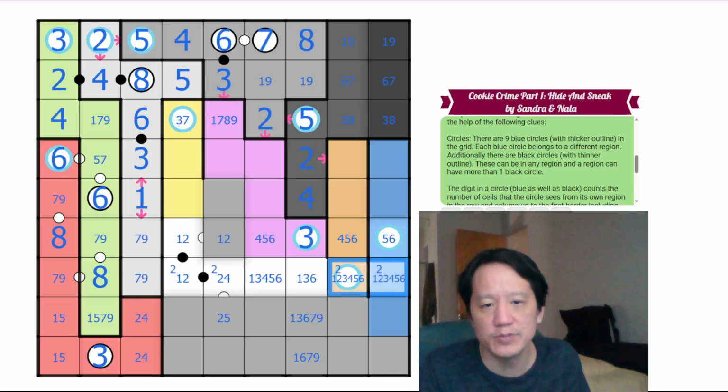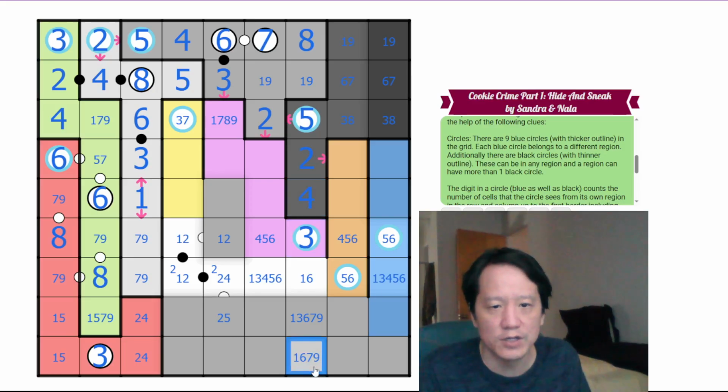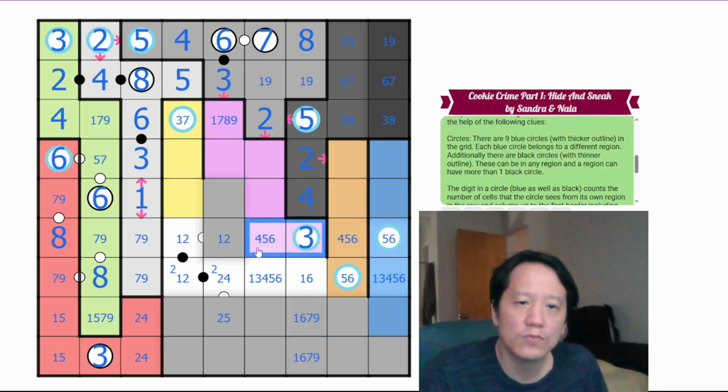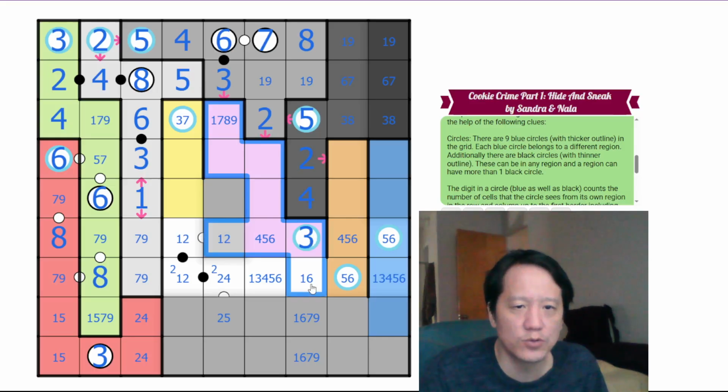That means these can't be 2. This sees at least 4 cells. It must see another one because it must be orthogonally connected. So this is also 5 or 6 here. This can't be 3 because of the 3 in the column. Okay, so this sees 1, 2, 3, 4, 5, 6. It sees one more here.